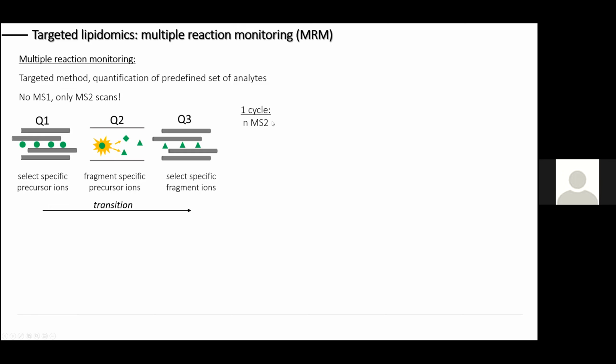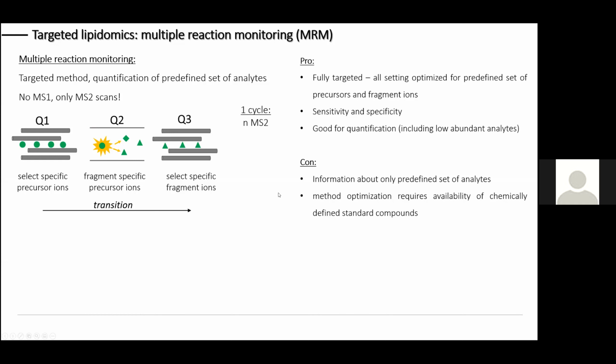So one cycle event here consists of several MS/MS scans, depending on how many predefined analytes we have in our list, how many of these precursor to fragment transitions we provided to our mass spectrometer to be measured. The good thing about this method is that it is fully targeted. That means all settings are optimized for this predefined set of precursor and fragment ions. That provides us a very good sensitivity. So these targeted lipidomics methods are by far more sensitive than any untargeted one.